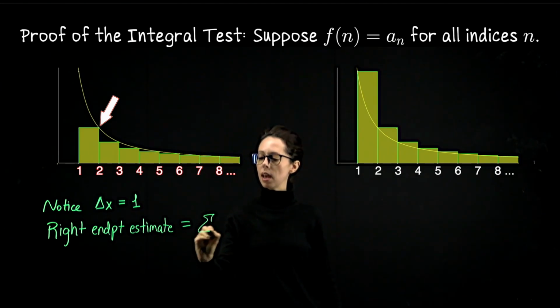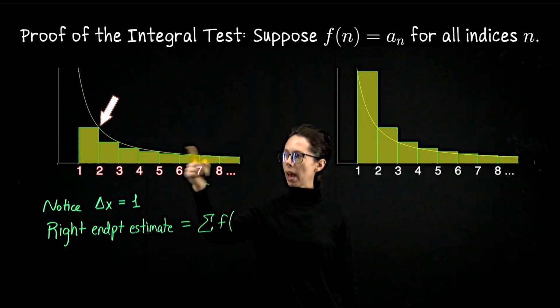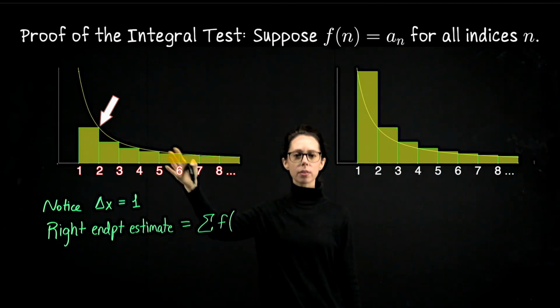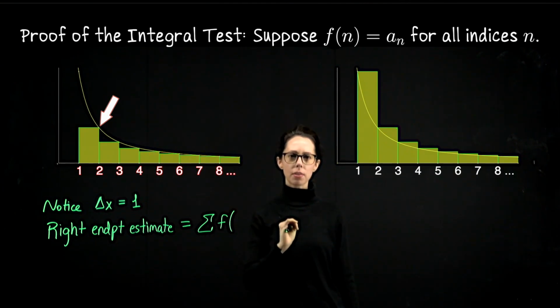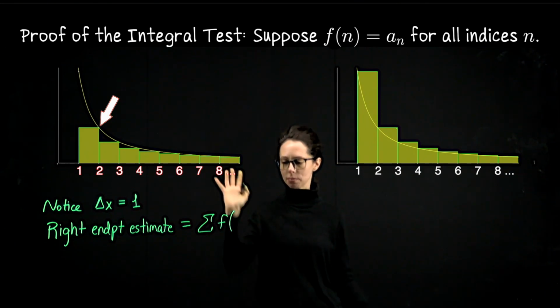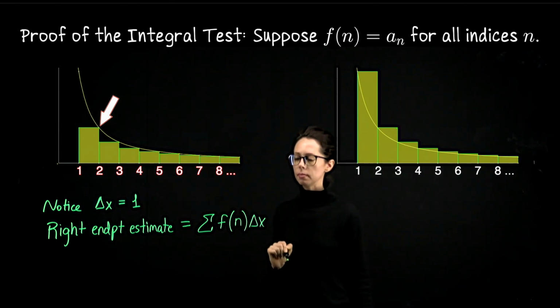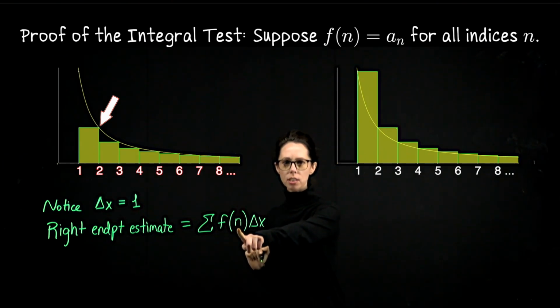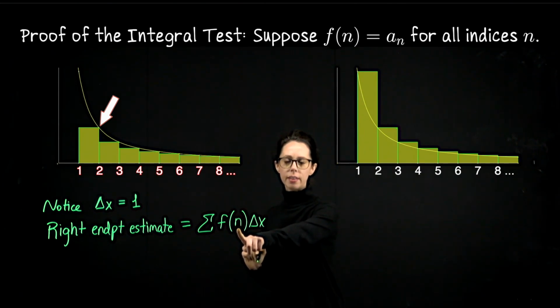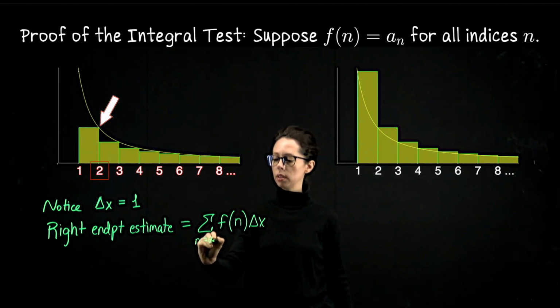This is going to be the sum, let me write down the indices in a second, of f of, well, I'm adding up f at the right endpoints, and each of those endpoints is a whole number. Because of the way that we subdivided the x-axis, we made our sides of the rectangles correspond to the numbers 1, 2, 3, 4, 5, 6, et cetera, et cetera. So it's going to be f of n delta x. But then notice that the first whole number generating the first right endpoint for this estimation is happening at n equals 2. So this is from n equals 2 to infinity.